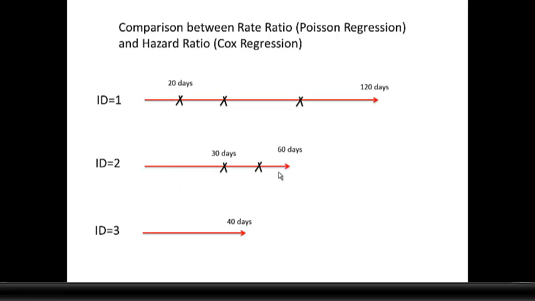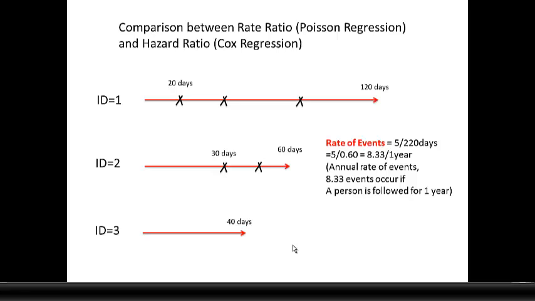And the second patient was followed for 60 days. And the first event occurred at 30 days from randomization. And the second event occurred at 45 days from randomization. And the third patient was followed for 40 days, and there was no event occurring with this person.